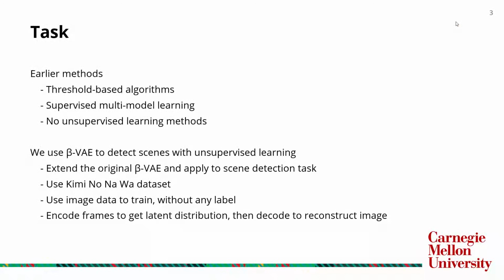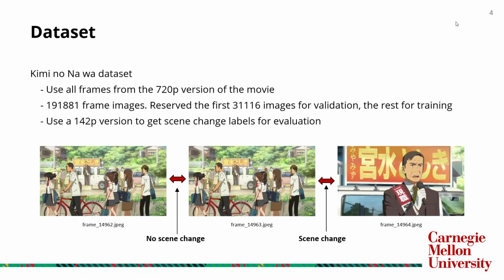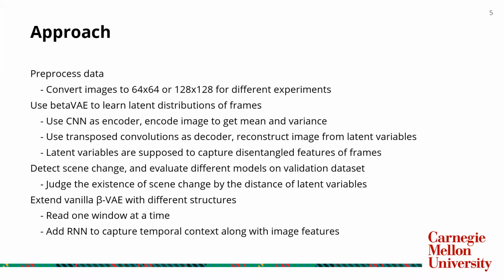β-VAE has an encoder to get a latent distribution and a decoder to reconstruct the image. We improved on the original β-VAE and used the Nava dataset for training without any label. For all 192,000 framed Nava images, we reserved the first 31,000 images for validation and the rest for training. Here is our overall approach.